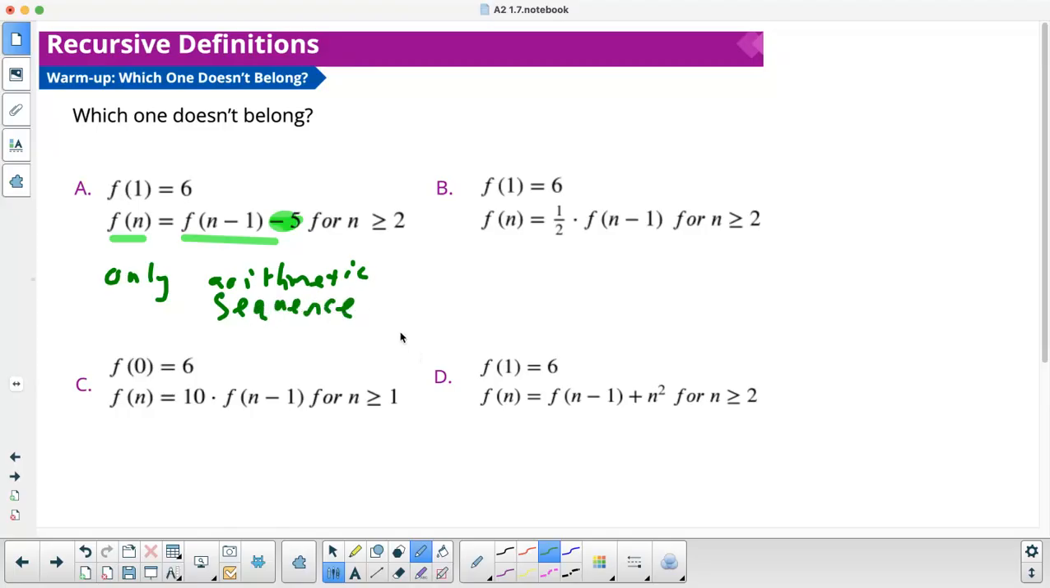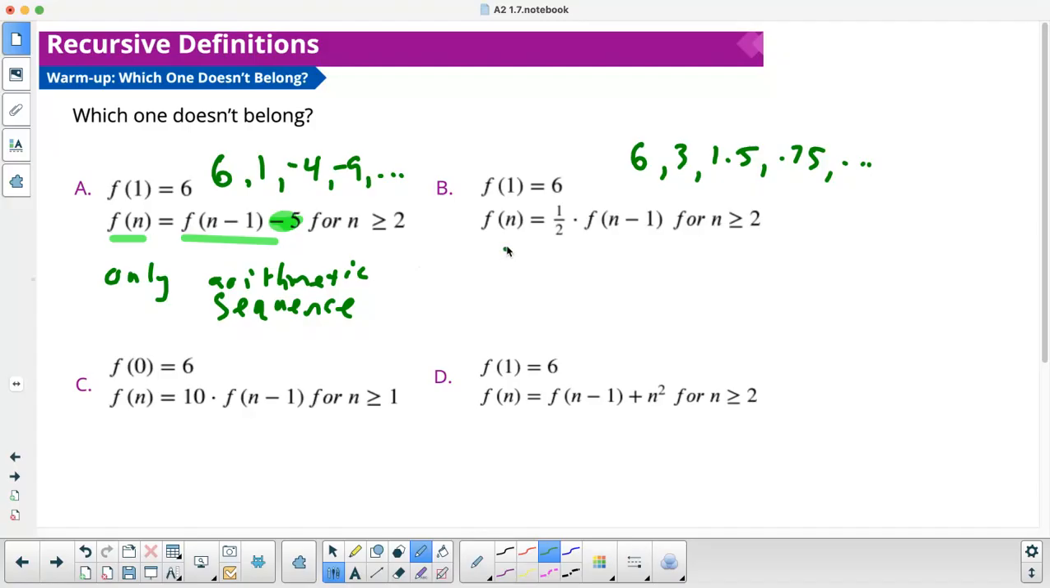When I go to B, a good reason for B would be it's the only one that keeps getting closer and closer to 0. The first term is 6. Actually, let's go back to this one. This one's 6, then -5 is 1, and then -5, and then -5. This one here is 6, times 1/2. You take the previous term times 1/2, times 1/2, times 1/2. And you notice that they end up getting closer and closer to 0. They don't actually become negative because you just keep multiplying by 1/2. It's going to get closer and closer to 0.